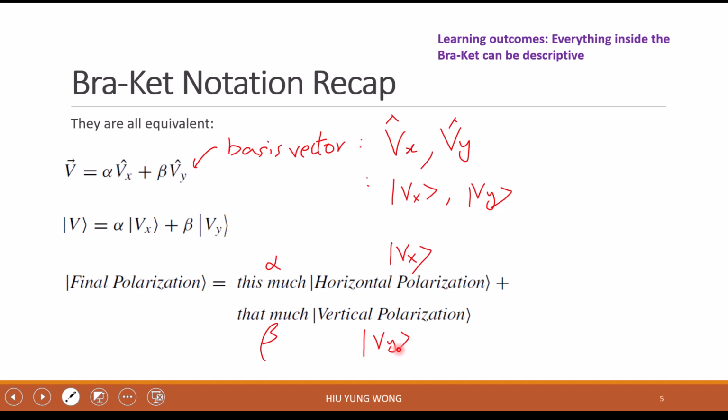As long as you agree Vx hat equals Vx in this ket, or equals horizontal polarization in this ket, you agree they are the same thing, they represent the same thing. Then these 3 vectors are the same. Any questions? Right, so think about this slide in the future. Whenever you see the kets, whenever you get confused, think about this. I can put an English sentence inside. They are representing the same thing. Okay?